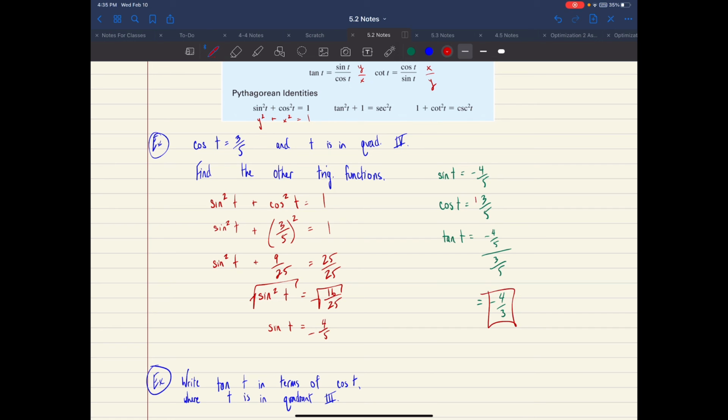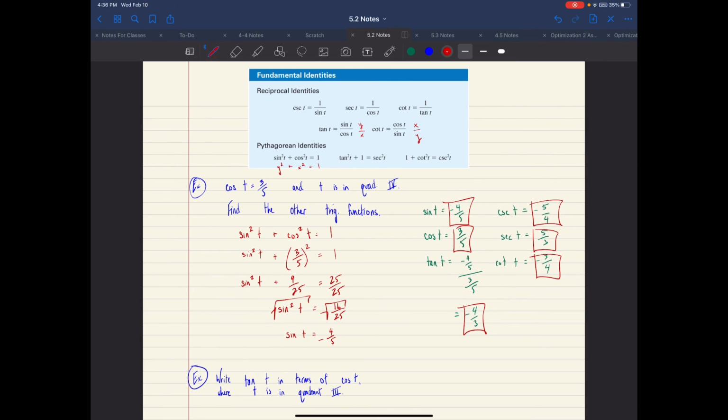So those are our sine, cosine, tangent. And then we're going to use the reciprocals for the rest. So cosecant of t is going to be negative 5/4. Secant of t will be 5/3. Cotangent of t is going to be negative 3/4. So that is how you would find the other trig functions given one of them. So you can find all 6 given that using the properties in that box.